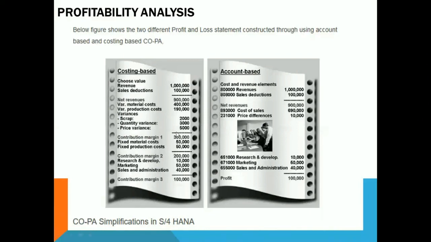From this contribution margin 1, again you need to deduct the material cost overheads and production cost overheads. After you deduct these, now you got the contribution margin 2. That is the 2 lakhs. 2 lakhs is your contribution margin 2. Are you going to tell this is going to be the final revenue?